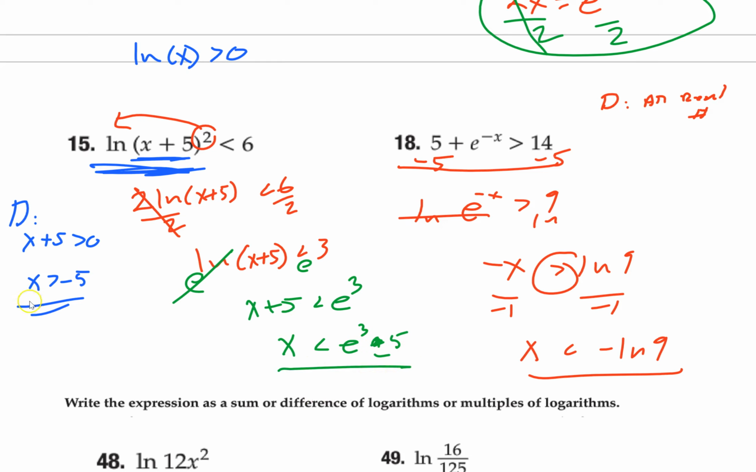So we have this, and we have this. x must be less than e cubed minus 5, which you can put in your calculator and get an answer if you want. x must be greater than negative 5. So you have to be between those two.